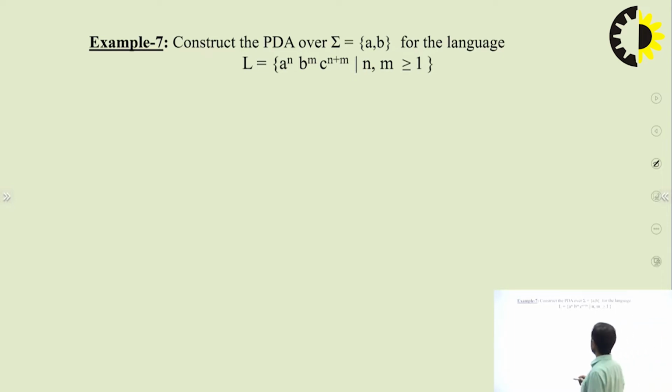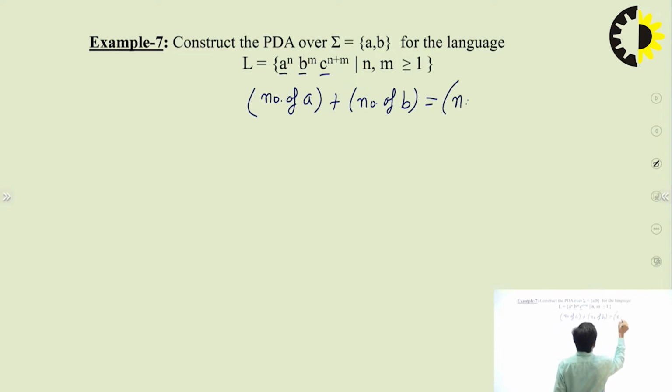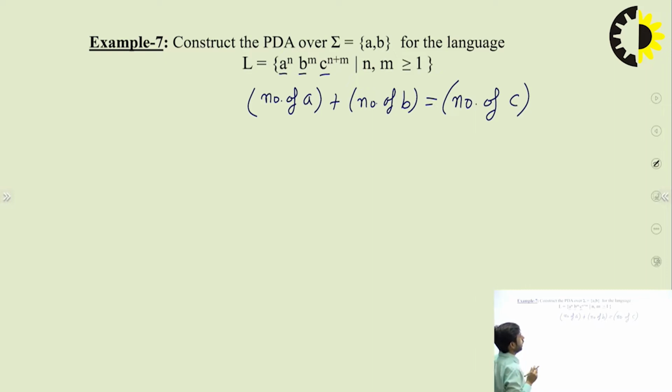Here the language is a raised to power n, b raised to power m, and c raised to power n plus m. So what it means is that the number of a plus the number of b is equal to the number of c. This is the language and we construct the PDA corresponding to it. So how do we construct the PDA?